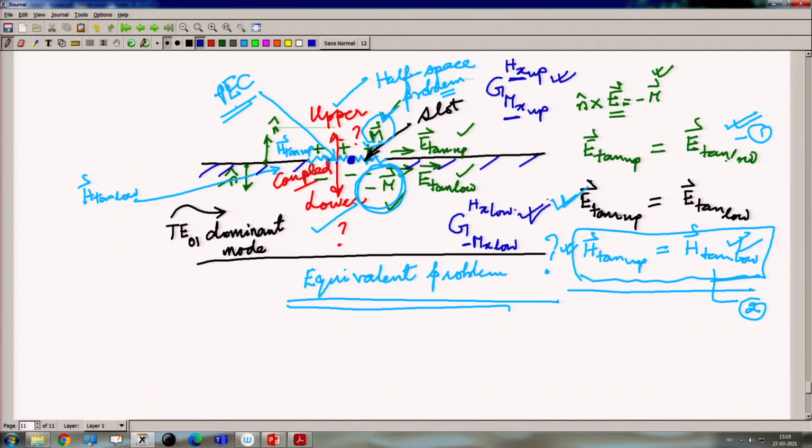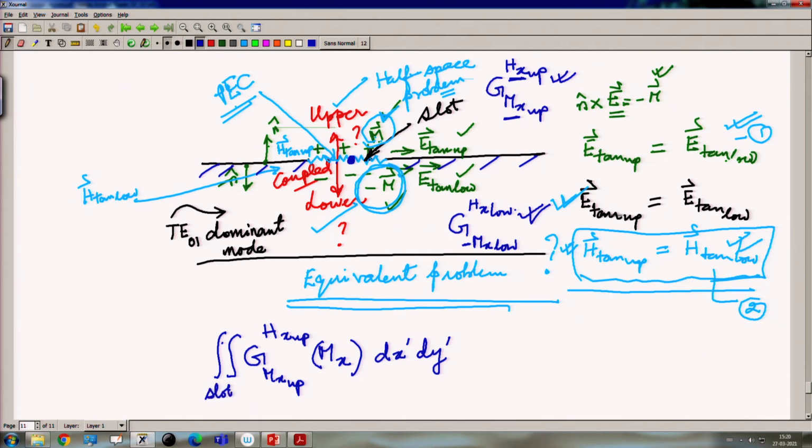So, after these Green's functions are known, we are going to calculate the field radiated in the upper part, which is the convolution of the Green's function Mx for the upper part of the problem with the magnetic current Mx residing over dx dy, dx prime dy prime over the slot.